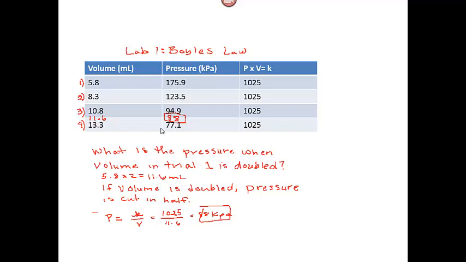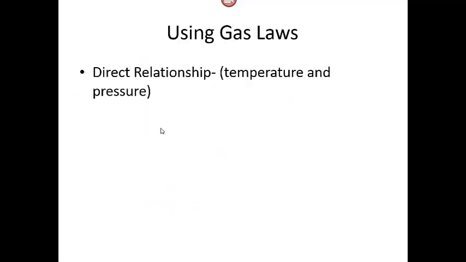All right, so on your worksheet, the lab analysis, now would be a good time to do that first page about Boyle's Law, since we just worked through an example. And when you're finished with that page, you can go ahead and come back and we'll start working on the direct relationship.